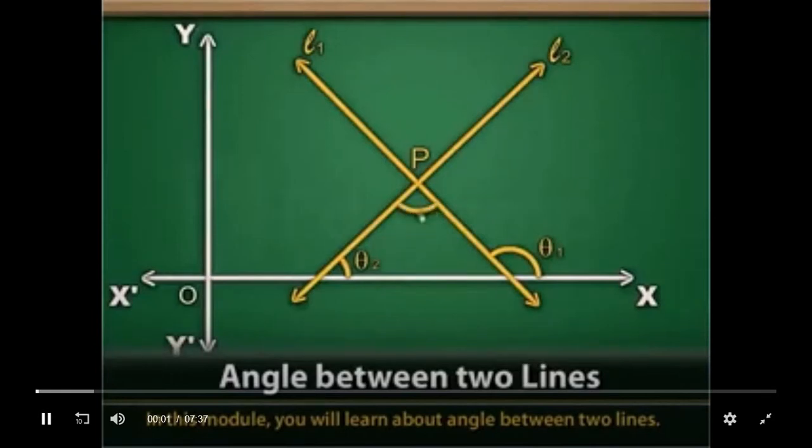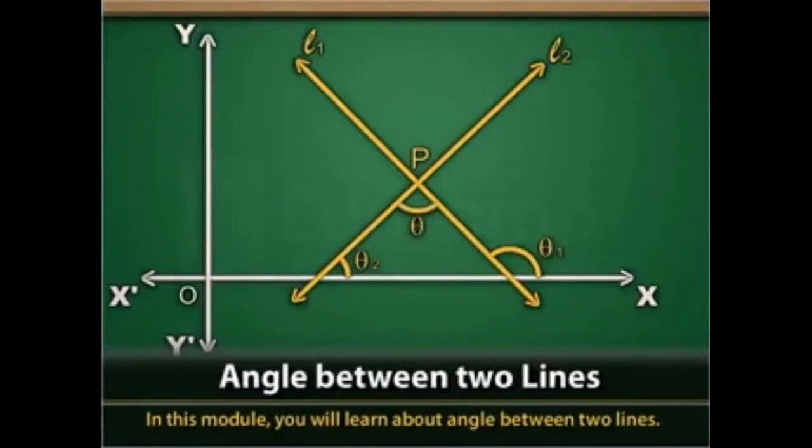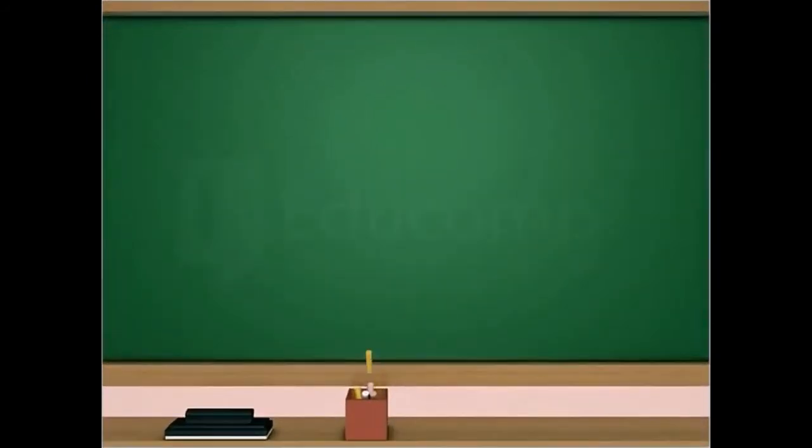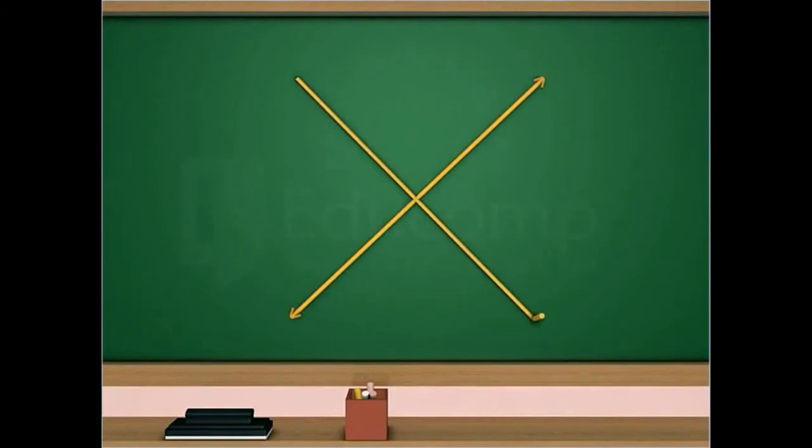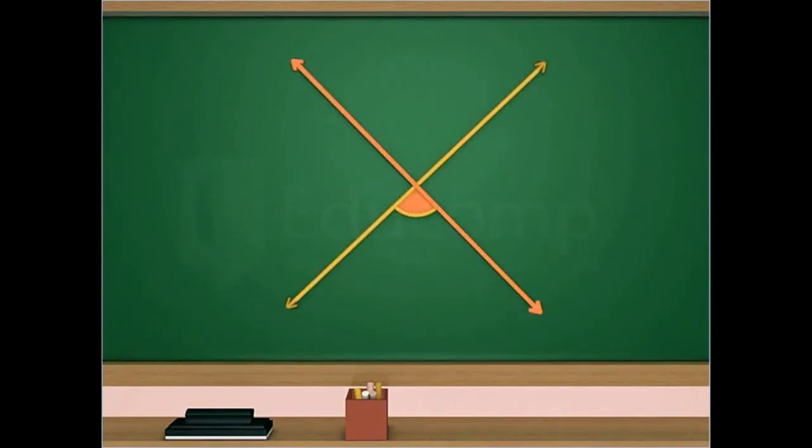In this module, you will learn about the angle between two lines. When two lines intersect each other, the angle between them is defined as the angle through which one of the lines must be rotated to make it coincide with the other line.